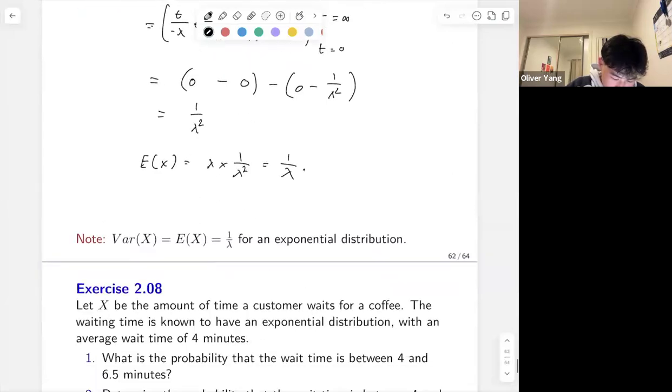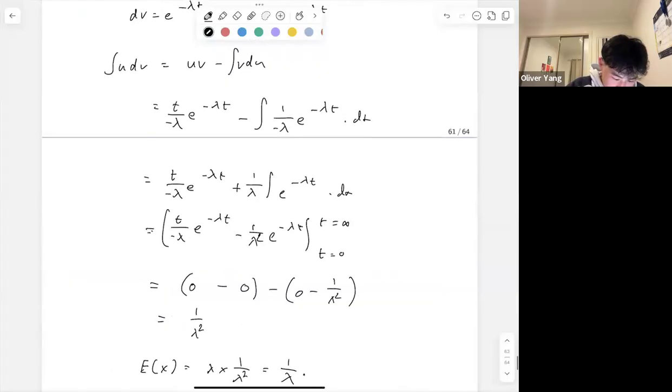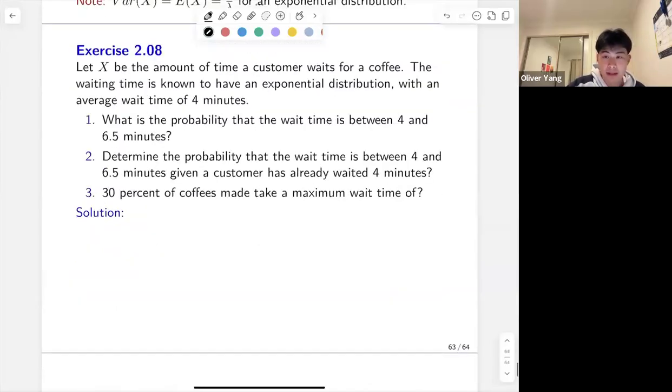Cool. That's it. Okay, and then the last question for tonight. Yeah, I did take the lambda out. I should have mentioned.